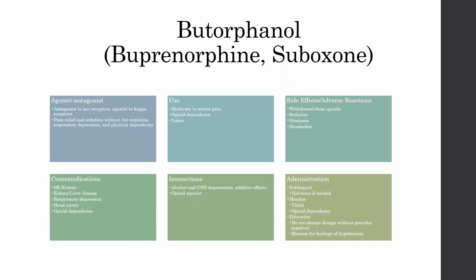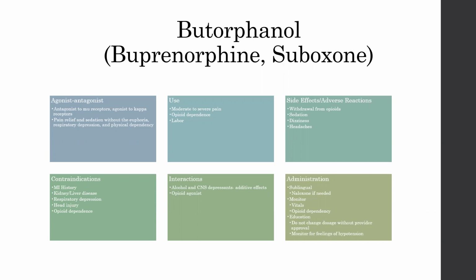The side effects and adverse reactions would be, you may see some symptoms of withdrawal from the opioids, some sedation, some dizziness, and headaches. Contraindications would be a history of myocardial infarction, kidney and liver disease, respiratory depression, head injury, and opioid dependence. Interactions would be alcohol and CNS depressants, which causes an additive effect, and any opioid agonist.